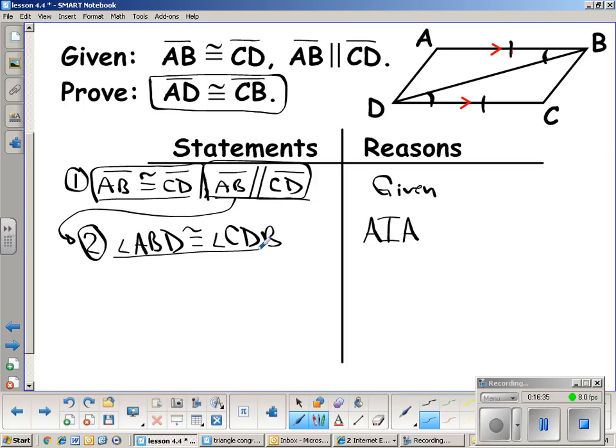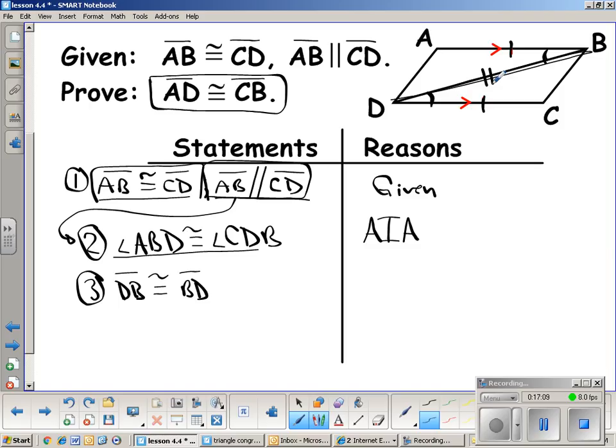Someone that hasn't helped me yet, can you help me? Brianna, you haven't helped yet. Segment BD is congruent to segment DB. Nice. This is the same segment in both triangles, isn't it? And it's equal to itself. And she switched them around. You notice that?